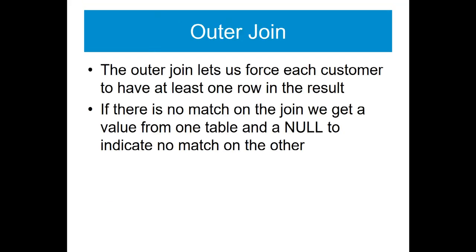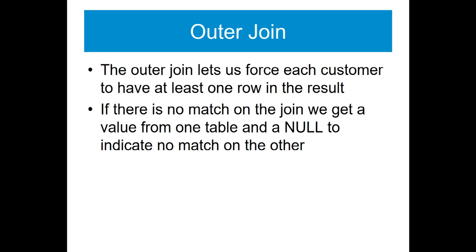That brings us to the outer join. I just showed you an inner join with different syntax. Now I'm going to show you the outer join. The outer join lets us force each customer to have at least one row in the result. If there is no match on the join, we get a value from one table and a null to indicate no match on the other.